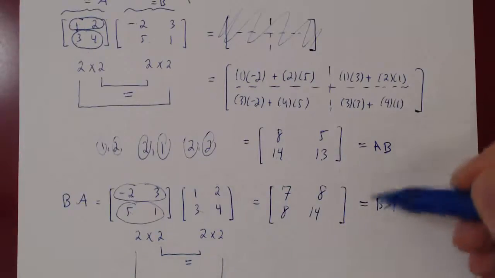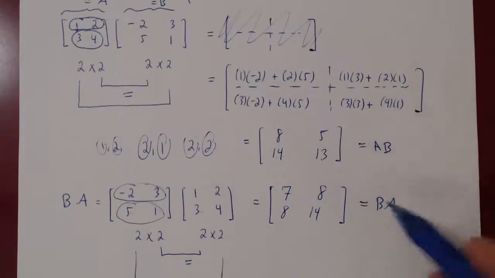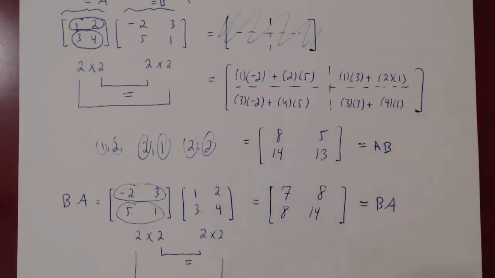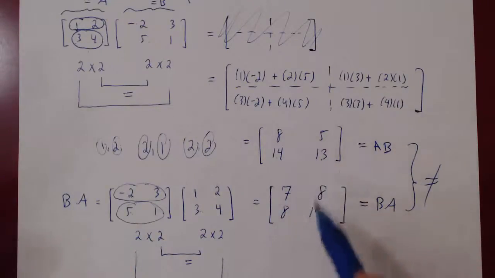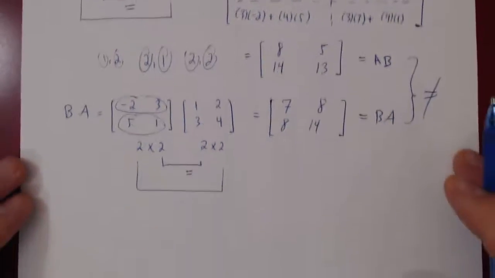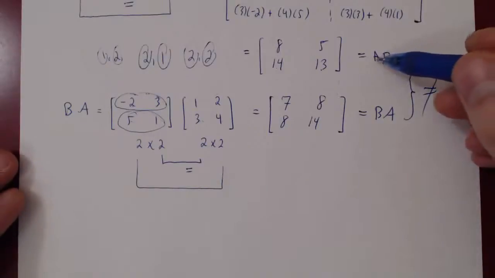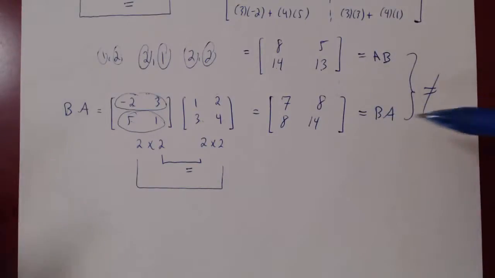And if you notice, something really interesting has happened here. AB and BA are not equal. And so you have to be very careful when it comes to matrix multiplication. In general, AB and BA will not be the same matrix. And you see, it's not like they're close to be the same. They're really, really far off from being the same. And so in general, keep this in mind. AB and BA will be different matrices.